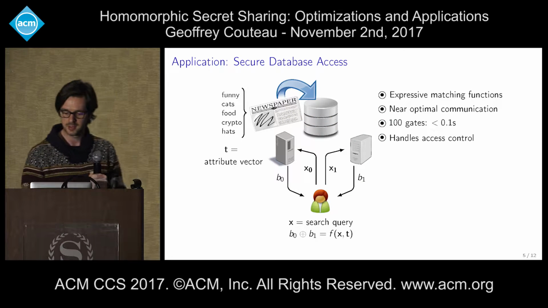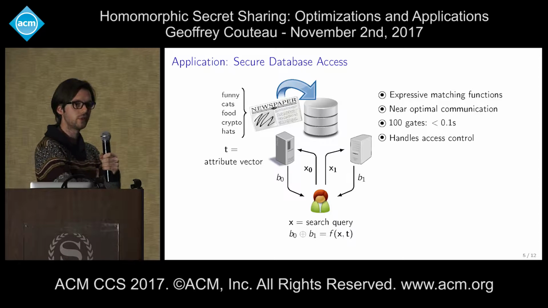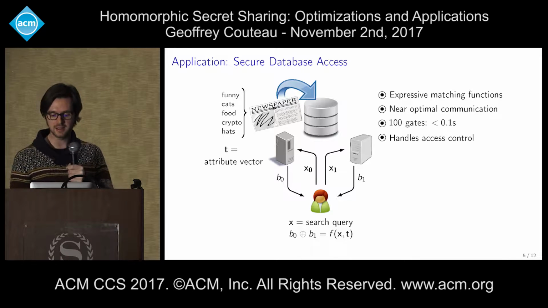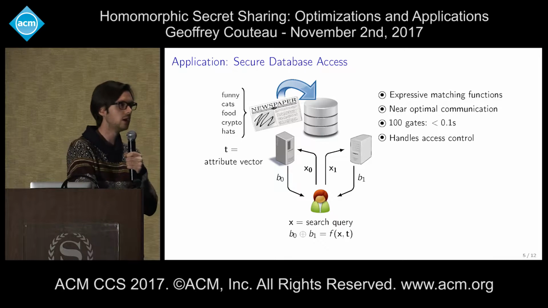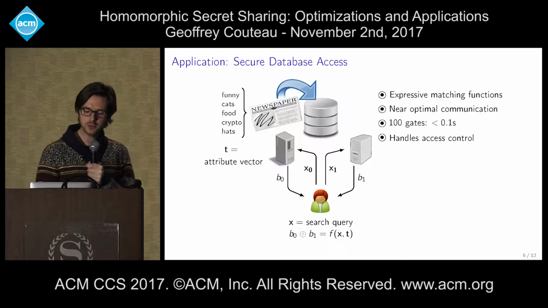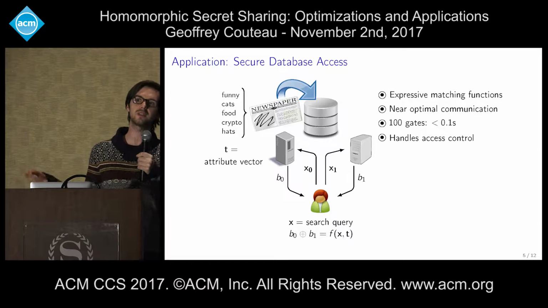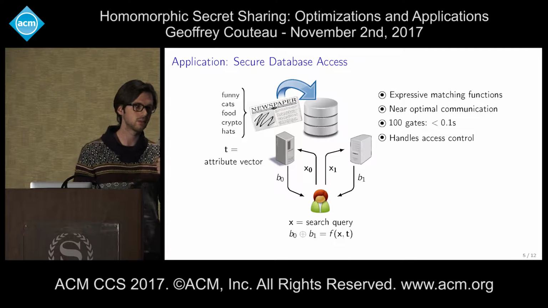Okay, let's go. So here is our application. Might sound quite familiar to some people. You have two servers and you have a database. And in this database some records are regularly added. Think, for example, about newspapers. To each newspaper is associated an attribute vector. You can think of it as being a set of tags that describe what is in this newspaper.